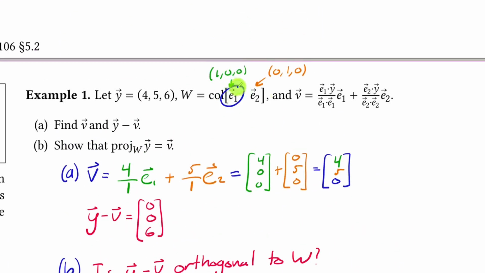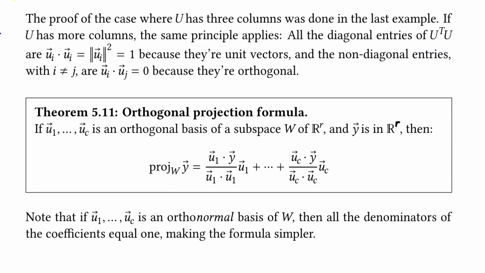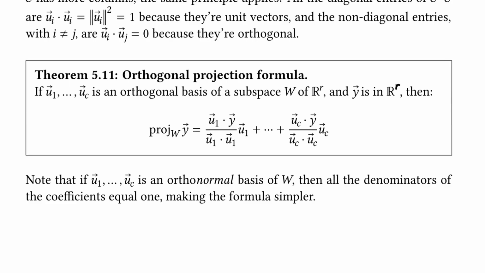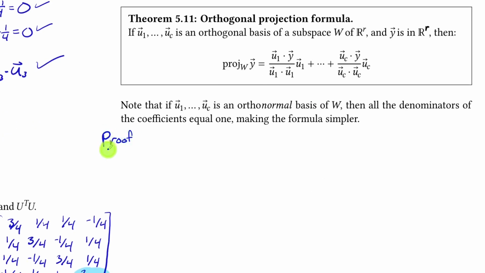Of course, e1 and e2 is an orthogonal basis of the column space there. So it worked there, and it works in general. And one thing to notice here is that if you have an orthonormal basis of W, meaning unit vectors, then all of these denominators are actually 1, which makes the formula simpler. You could just ignore the denominators and just calculate the top part. So let's prove this. This proof is not too bad.